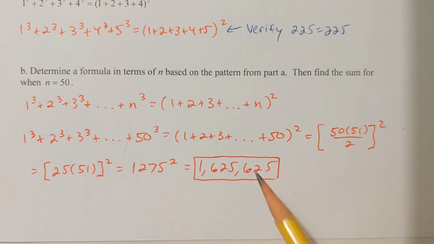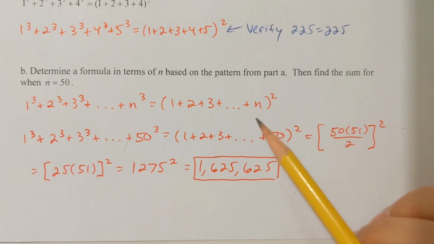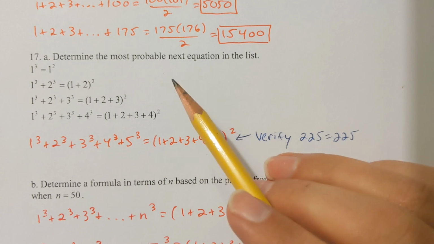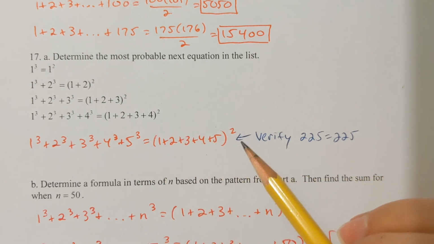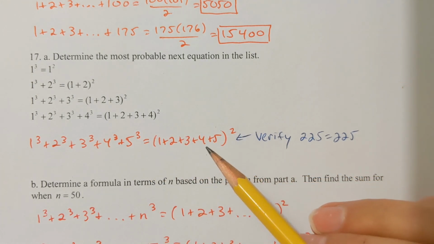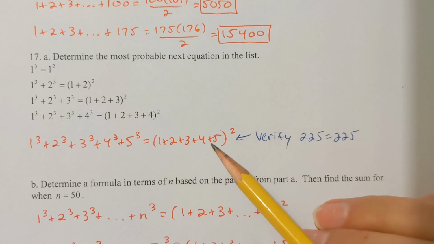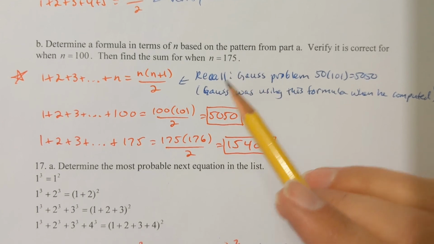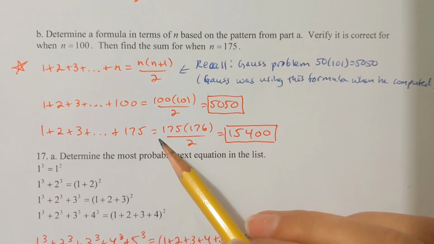Okay, so the idea here is to try to observe a pattern based upon these initial equations, come up with an equation that represents what's going on with the pattern, and then use that equation to predict a term. What if n is 175? Okay, what if n is anything?